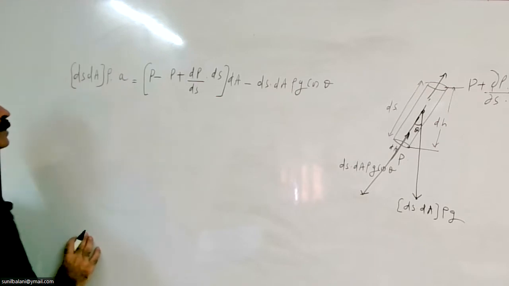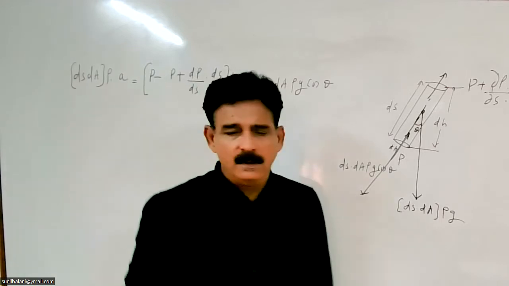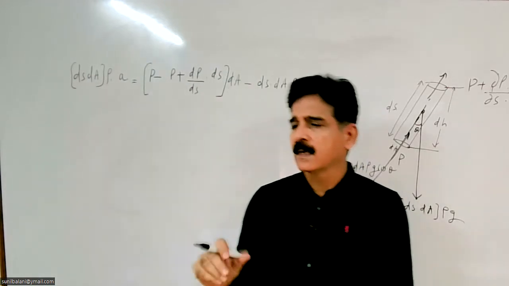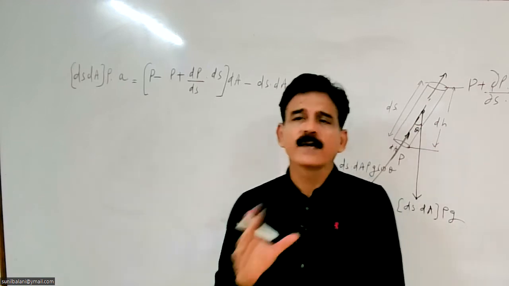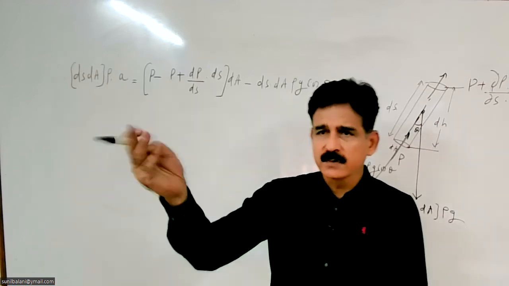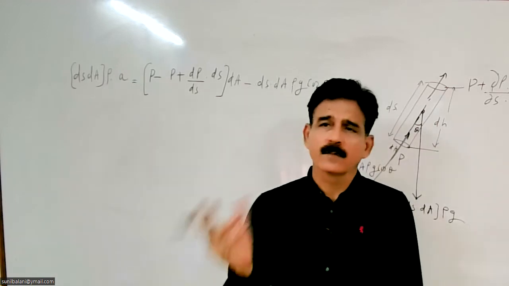Now acceleration, you see, will have a velocity dependent on time and a velocity dependent on position. What we are doing is considering only the positional change. So with respect to time, we are considering the velocity to be constant.